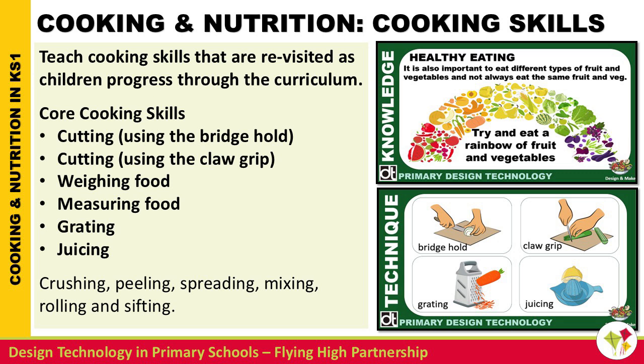To consolidate healthy eating messages, children are challenged to design and make a rainbow salad containing fruit and vegetables that are of different colours and have been prepared in different ways, allowing children to practice the cooking skills of cutting using the bridge hold and claw grip, grating food using a box grater, and juicing a lemon to use as the salad dressing.